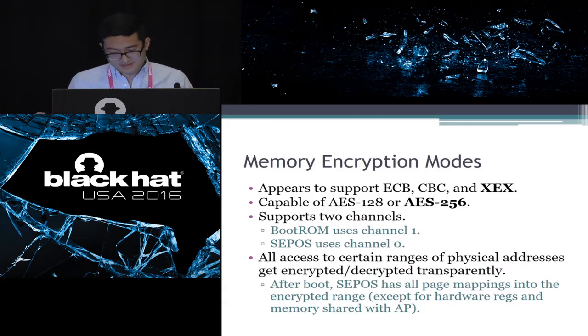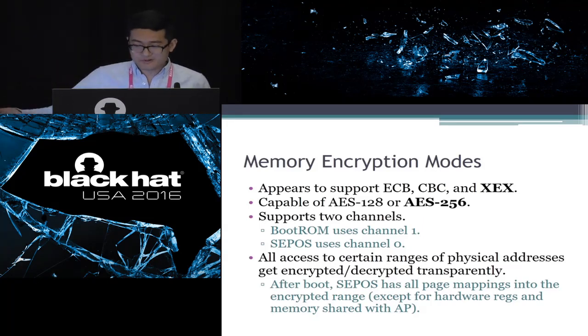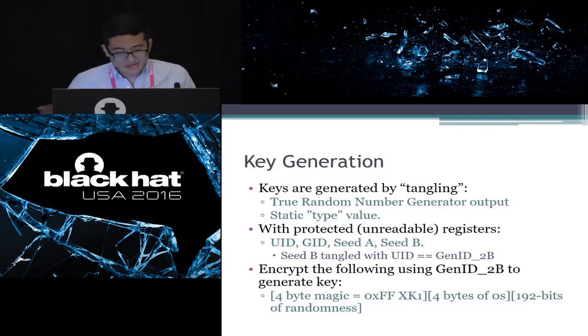It supports 2 channels, and how it works is pretty cool. You don't have to actually do anything special in software. You can just have the SEP core in software read memory from a certain address range, and you'll get it back in plain text, even though physically on the external RAM it's actually encrypted. And when you write in plain text, it gets transparently encrypted, and it's actually encrypted on the physical memory. So how are these keys for memory encryption generated?